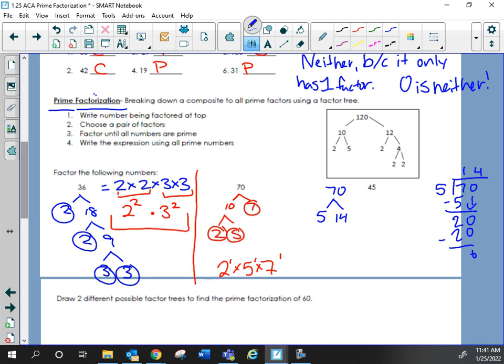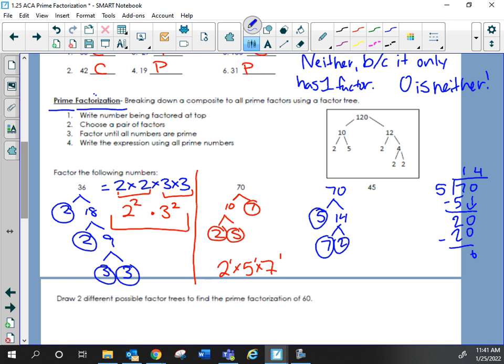All right, is 5 or 14 prime? 5 is, so I'm going to circle it. 14, I can break down into 7 and 2. Both of those are prime. Does that give me the same answer? Yes. So that's the beautiful thing about prime factorization. It could look completely different, but you should end up with the same answers.